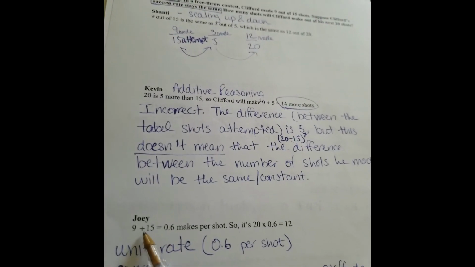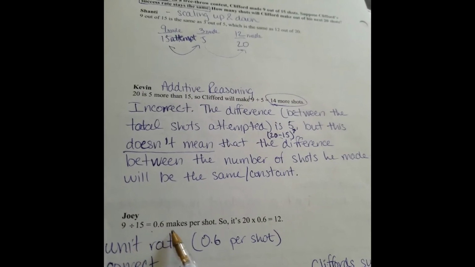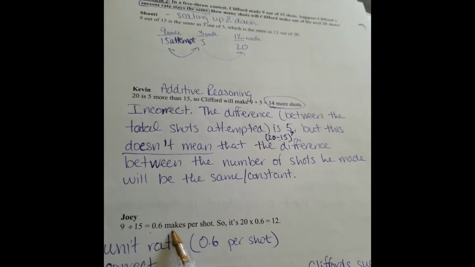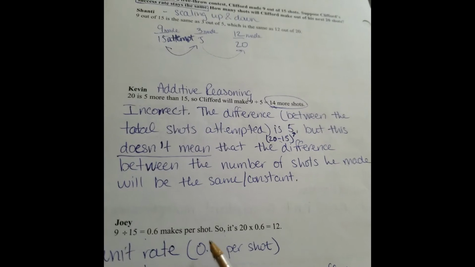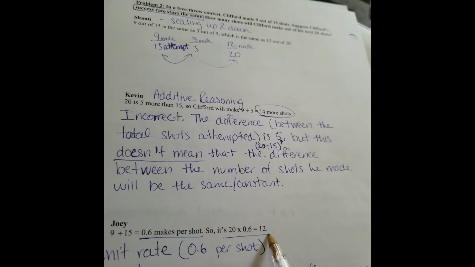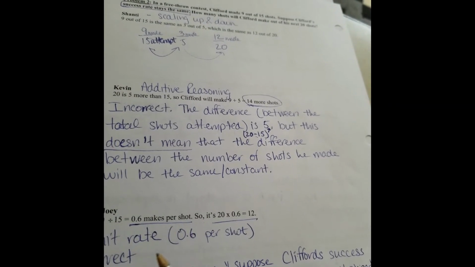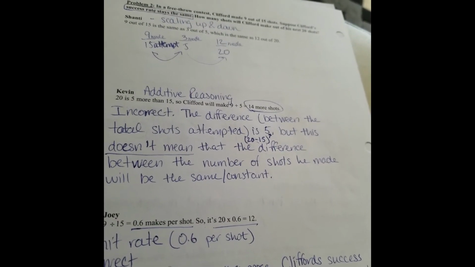And so what Joey did was Joey found the unit rate. 9 over 15, how many do you make for each shot? So once I find the unit rate, I'm just going to times that by 20. So the unit rate is 0.6 makes per shot, times that by 20, you get 12.